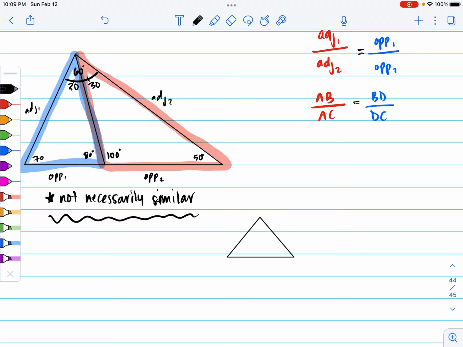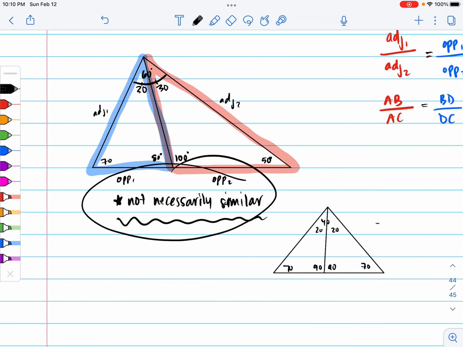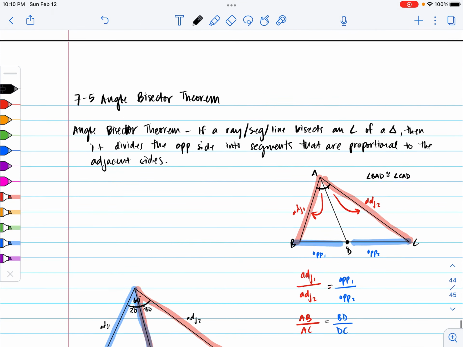Wow, that's a trapezoid. If we have, for instance, 60, that's a bad example. Let's go 70, 70, 40, and then cut this in half. You have 20 and 20, making this 90 and 90. Then this would for sure be similar, but it's not necessarily similar, okay?